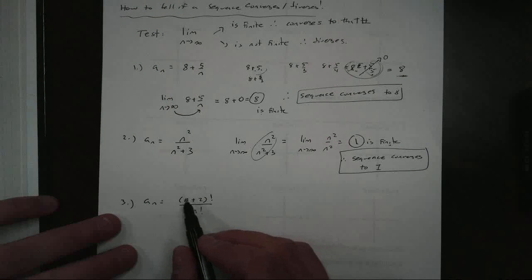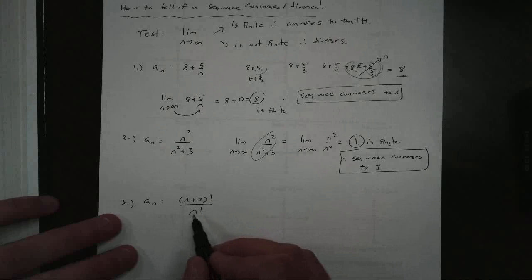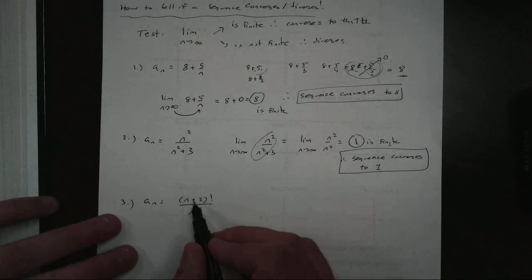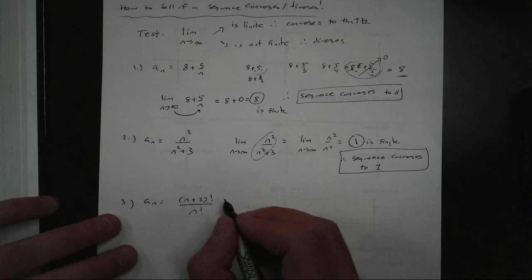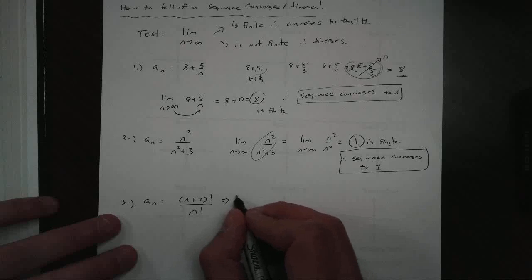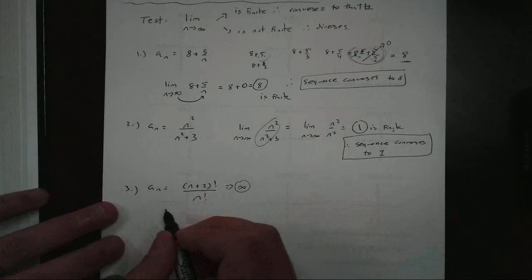As n gets really big, the top is always going to be bigger than the bottom number. So we know what's happening. The top is going to get bigger faster than the bottom. So this is going to shoot off to infinity. This should diverge. But how to show it?